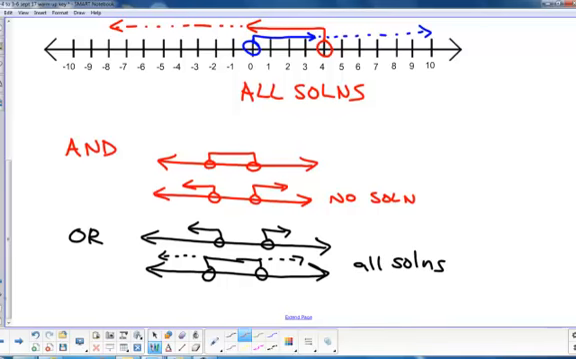Tomorrow we'll talk about if they go the same direction, like this, but don't stress about that just yet.